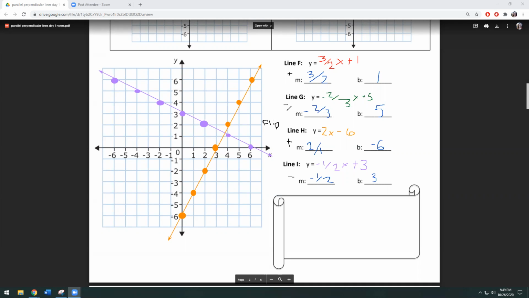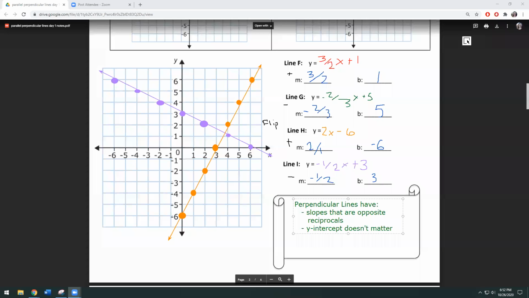So they are opposite signs, and then that flip has a special name in mathematics. That word for flip is called reciprocal. So, in conclusion, perpendicular lines have slopes that are opposite reciprocals, opposite meaning that we change the sign, and reciprocal meaning that we flip our fraction. So opposite, change the sign. Reciprocal means flip the fraction.